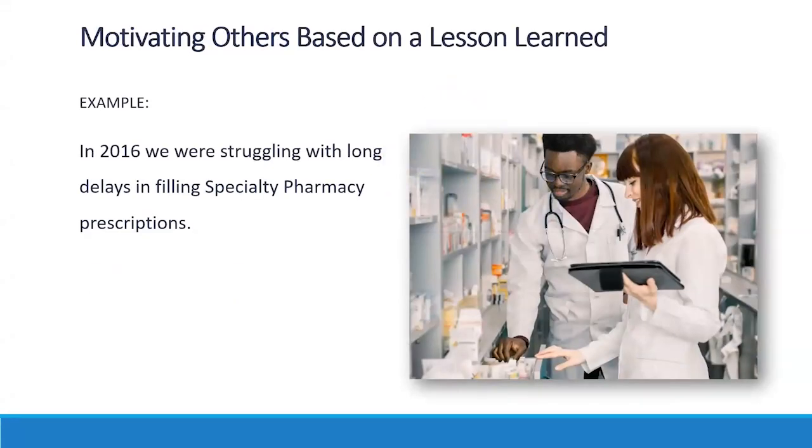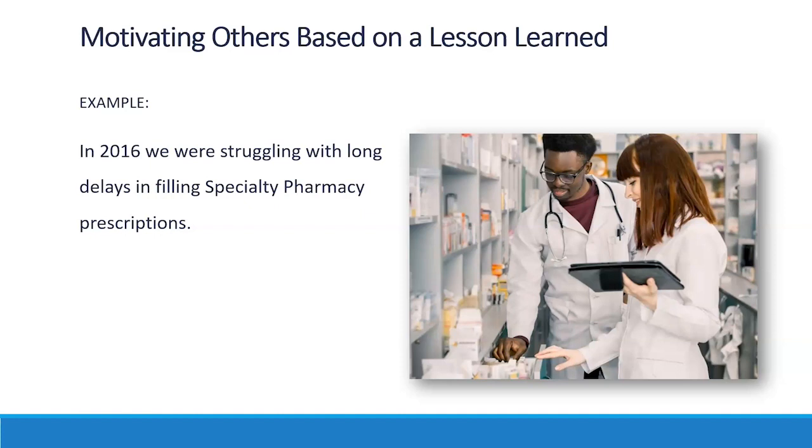For example, in 2016, our organization was struggling with long delays in filling specialty pharmacy prescriptions. We had recently, within the last couple of years, stood up a specialty pharmacy, and we were very excited about it. But we were still working out a lot of the different glitches and things in coordinating that between the clinicians, prescribing clinicians, and the pharmacy.